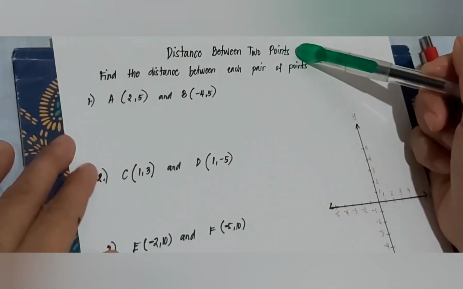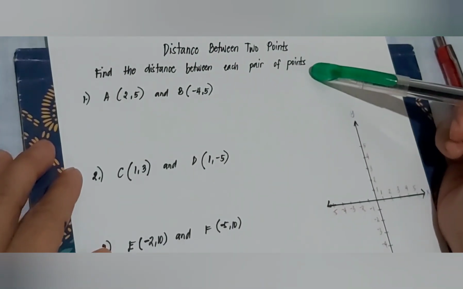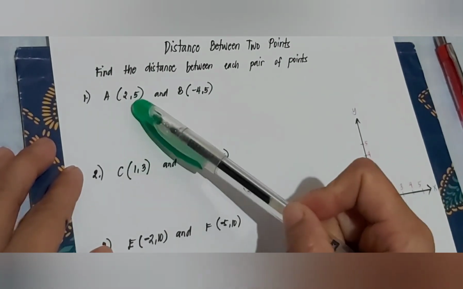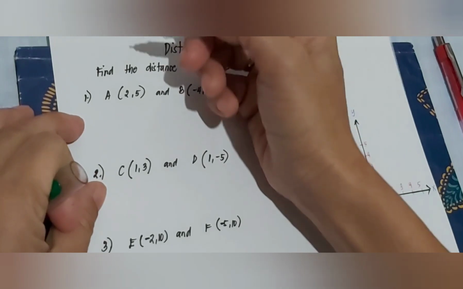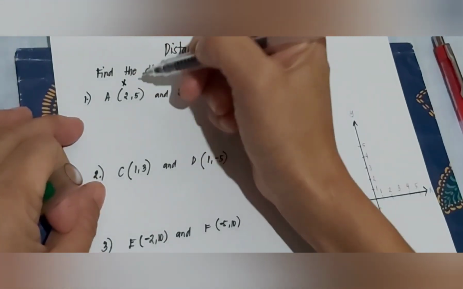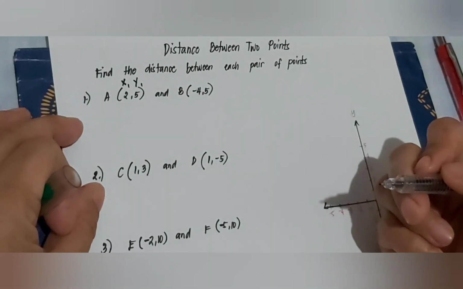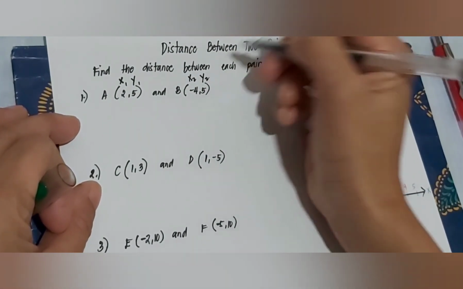between 2 points. Okay, let's find the distance between each pair of points. So for number 1, we have point A at (2, 5). Point B is at (-4, 5). Recall that this is our x and this is our y sub 1 because they are the first ordered pair. And this is x sub 2 and this is y sub 2.